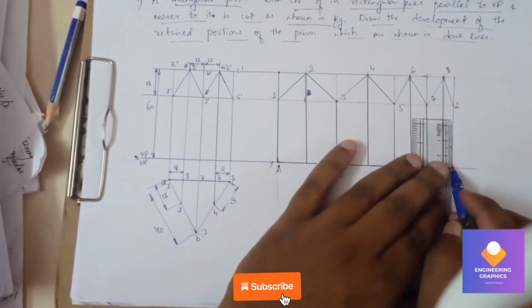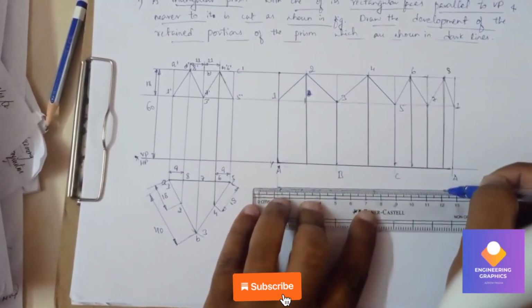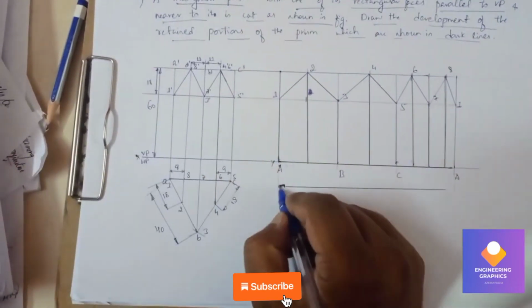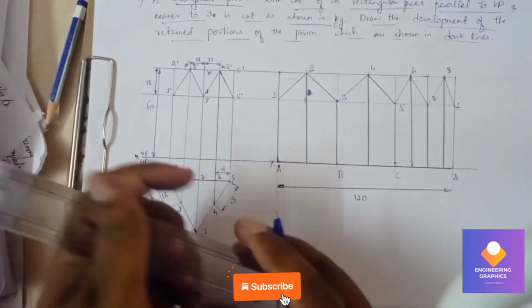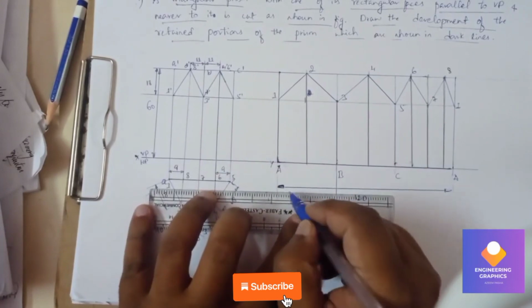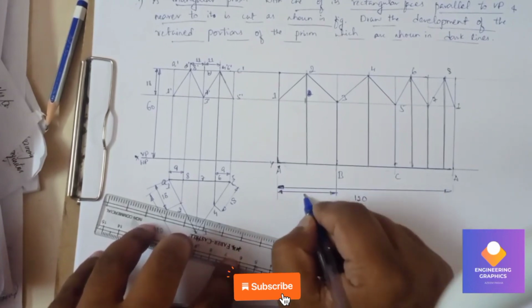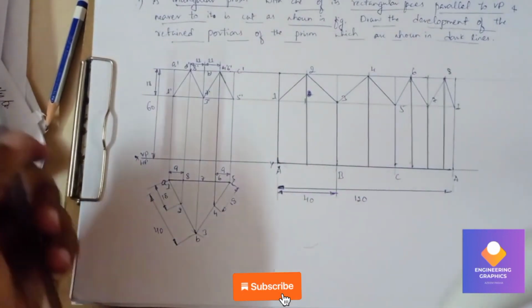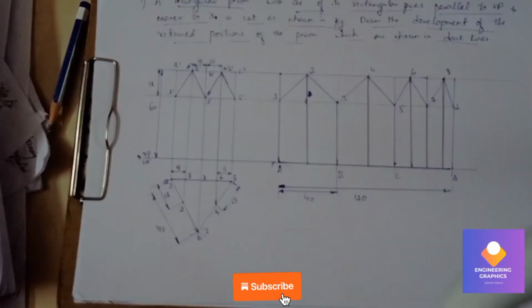So we can mention the overall length here. So the overall length is 120 mm. From A to B it is 40 mm. So this completes the problem here.